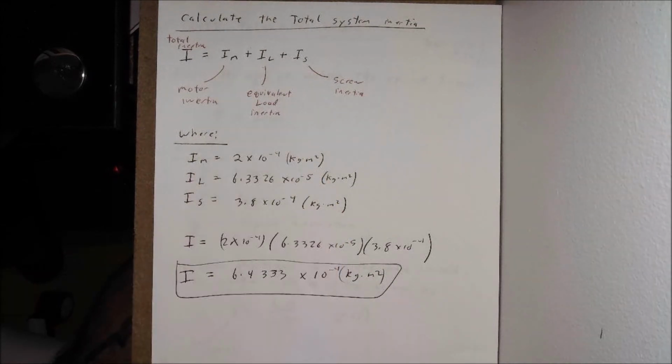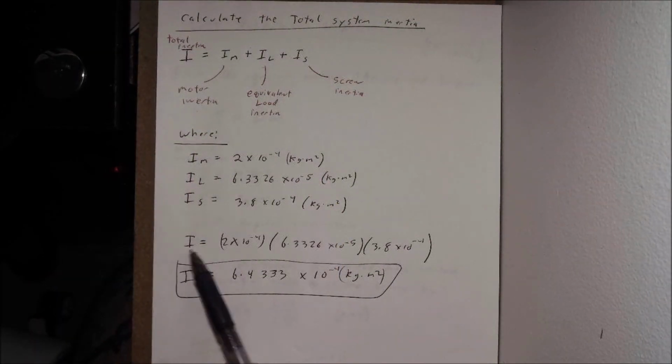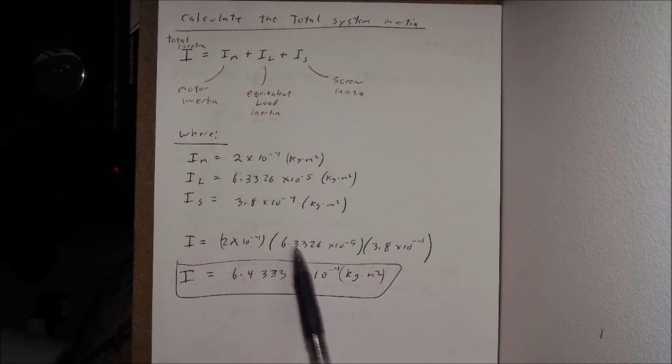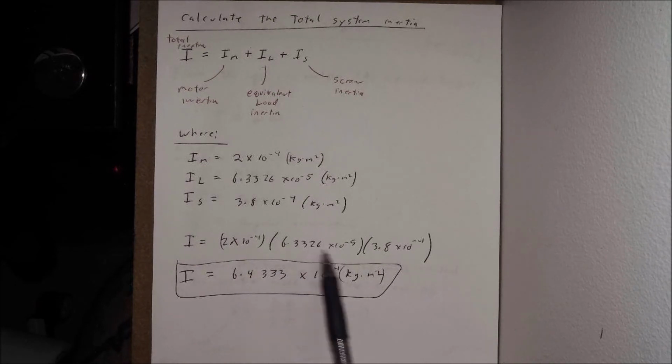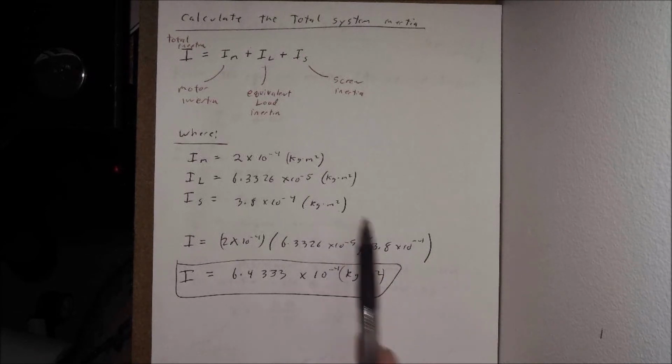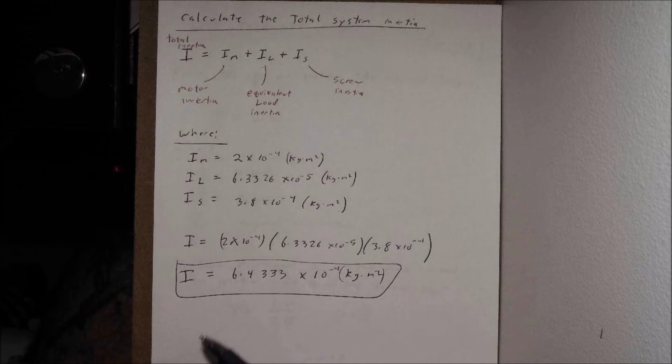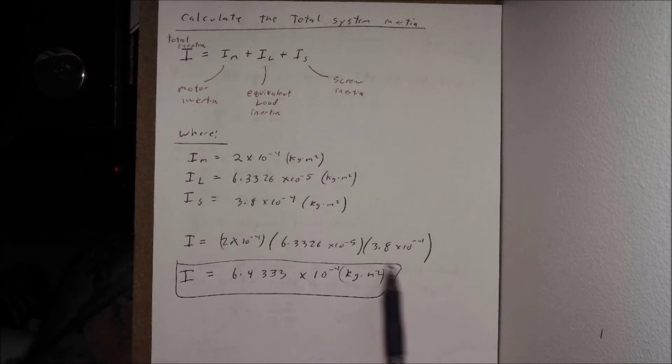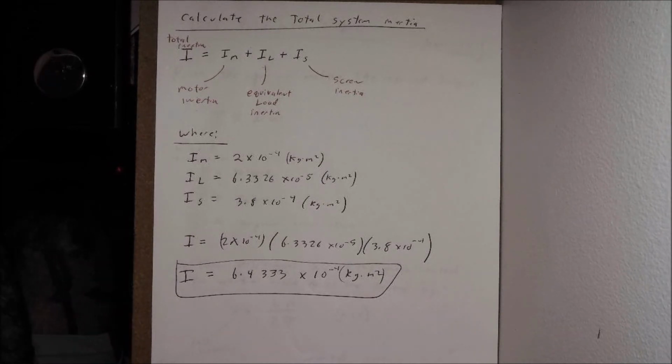So now I can take all three of these values and plug them back into my equation for the total system inertia. I do that. I is equal to 2 times 10 to the negative 4th plus 6.3326 times 10 to the negative 5th plus 3.8 times 10 to the negative 4th, all in units of kilograms times meters squared. I do out my math here. My inertia for the entire system now is 6.4333 times 10 to the negative 4th in units of kilograms times meters squared. Box this in. It still isn't my final answer. Again, I remind myself, I'll go back to the first page, I'm looking for torque. This is one more step along the way to getting there.